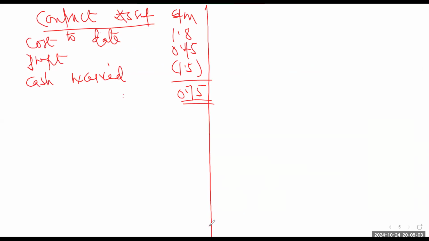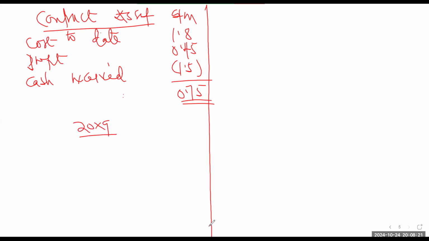You are selling to the person at 2.25. The person has paid only 1.5. The person is still owing you 0.75, which we call the contract asset. Or you can also call it receivables. There's no issue with that. Let's count to 2x9.